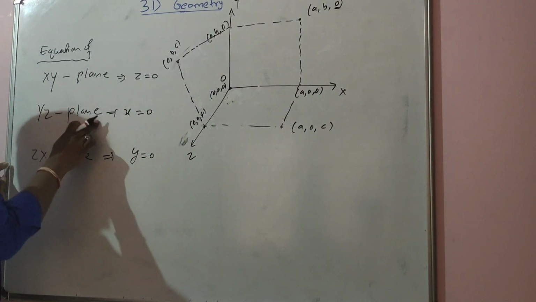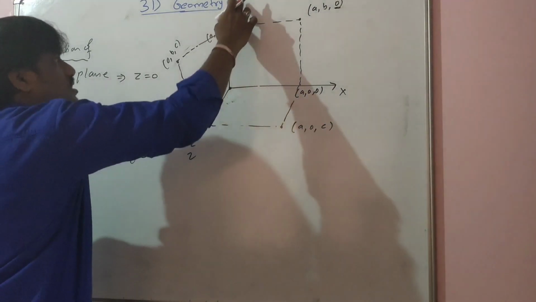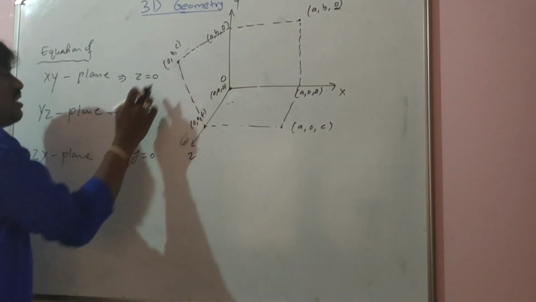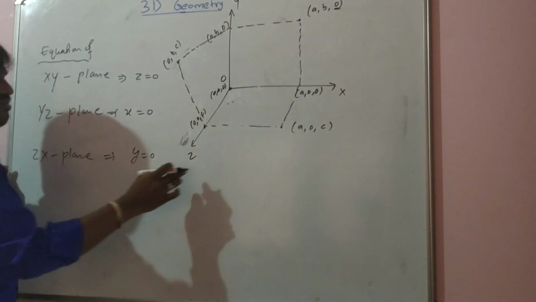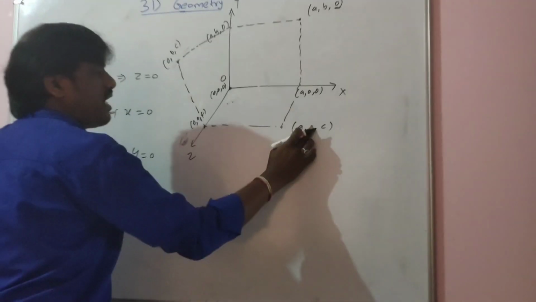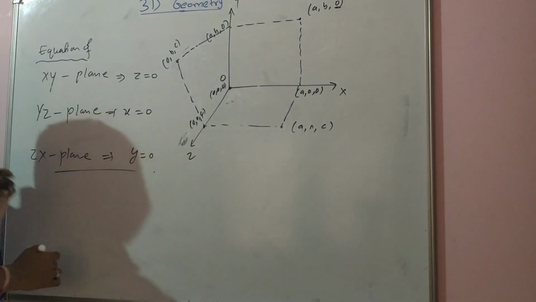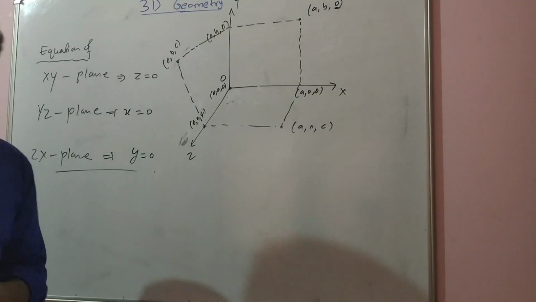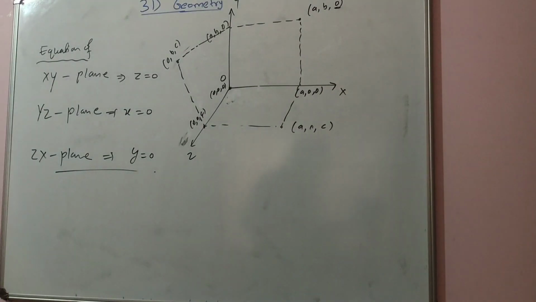The equation of the yz plane, let us take this as the yz plane, will be x equal to 0. The equation of the zx plane will be y equal to 0. So remember, the equation of the xy plane is z equal to 0, the equation of the yz plane is x equal to 0, and the equation of the zx plane is y equal to 0. Hope you understand. Let us see some problems based on this.